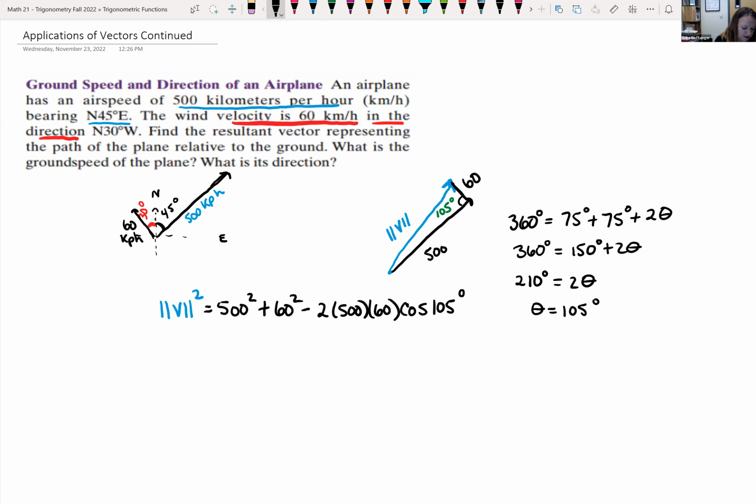So we're going to need to simplify this a little bit. I have the magnitude squared is equal to 500 squared. Well, 5 times 5 is 25, add on the 4 zeros, so I have 250,000 plus 60 times 60, that's 3,600, minus 2 times 500 is 1,000, 1,000 times 60 is 60,000, cosine of 105 degrees.